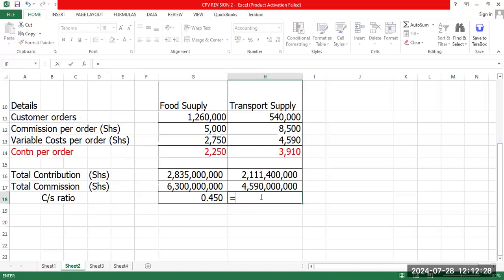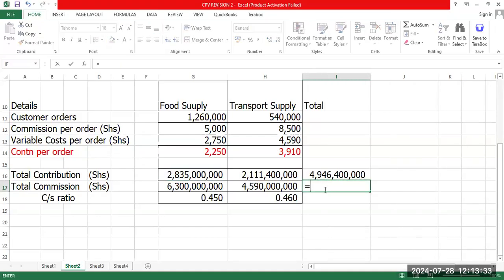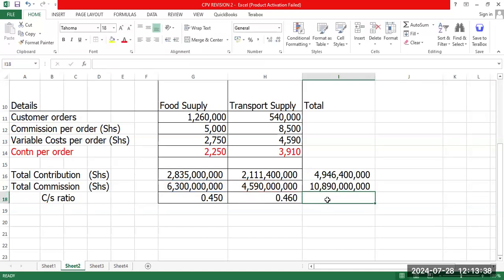Get also here total contribution divided by this. We are rounding off to 3 decimal points. Here the total is this. You look at the final figure plus this, then this plus this. Then the total, getting this divided by this.